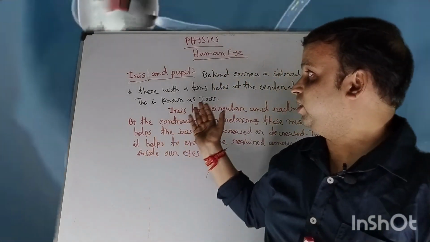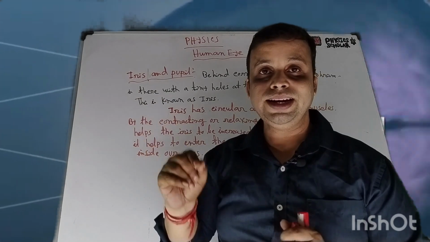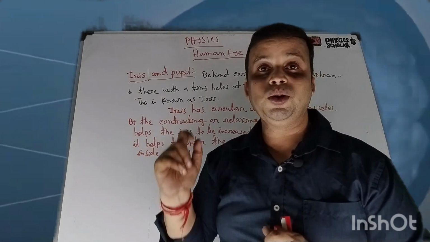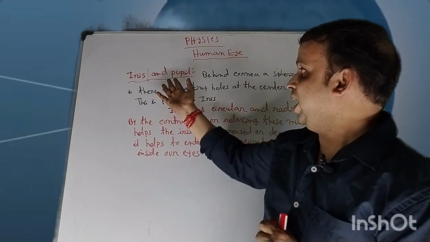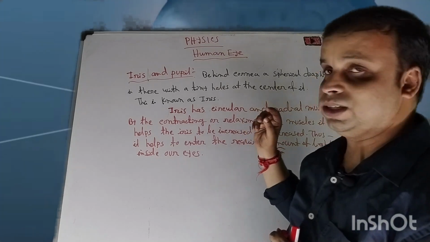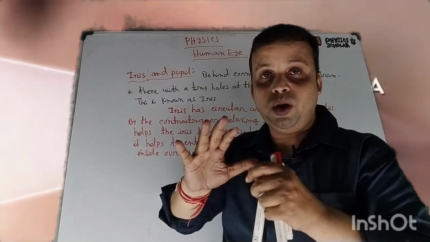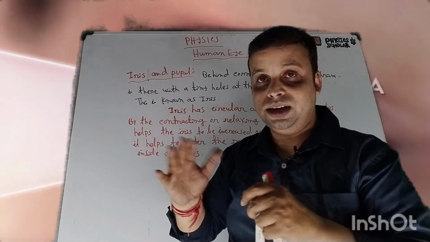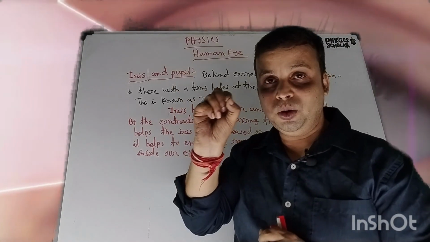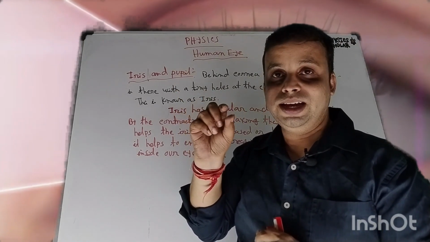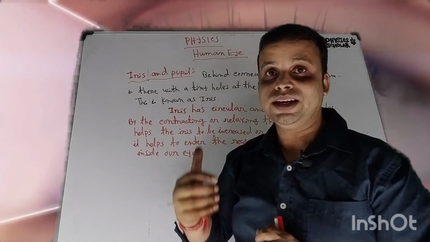Clear? So the iris is just behind; there is a spherical diaphragm. And at the center of the diaphragm there is a hole. Clear? So this is the iris and the hole is known as the pupil. The iris is made of two types of muscles: one is circular muscle and the other is radial muscle. Clear? So by the contraction or relaxation of the muscles, what will happen? The pupil, meaning the hole, will increase or decrease, and thus it will control how much light will enter our eyes.